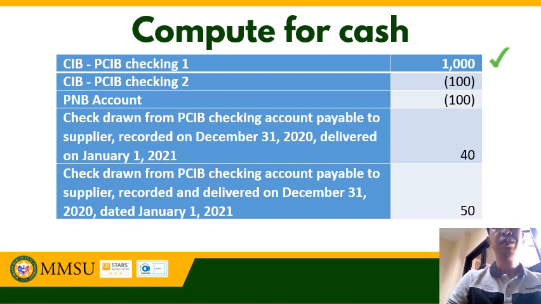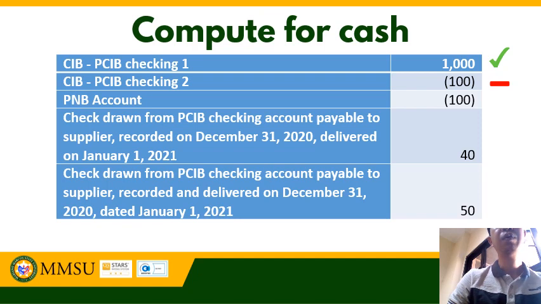The next item is a negative 100 in the PCI bank. This is what we call bank overdraft. The treatment for bank overdraft, if the company has another account in the same bank, then that would be removed or deducted from or offset from the other bank account.